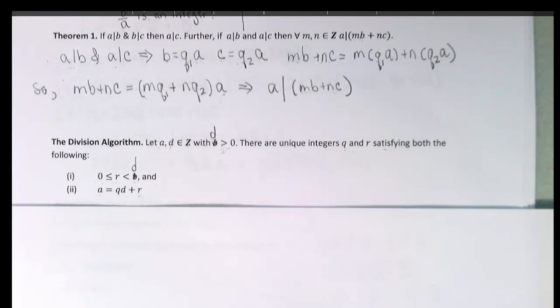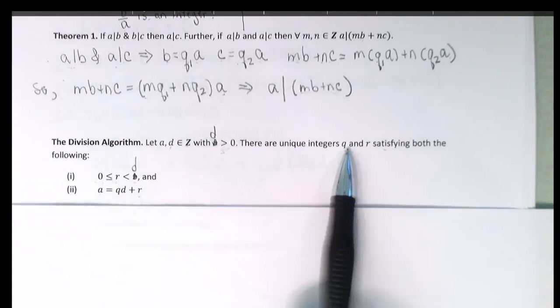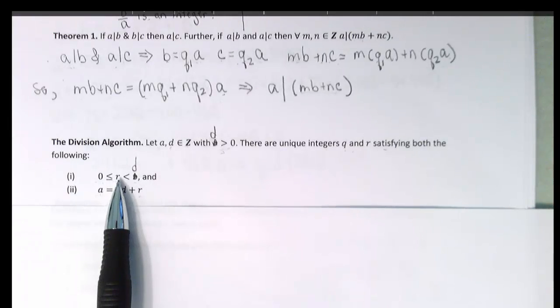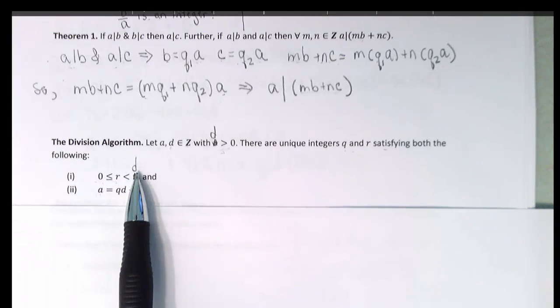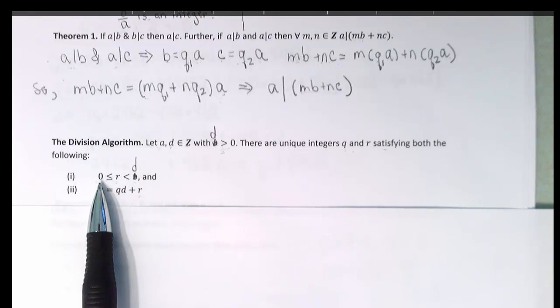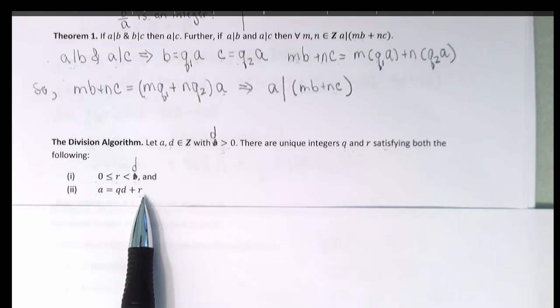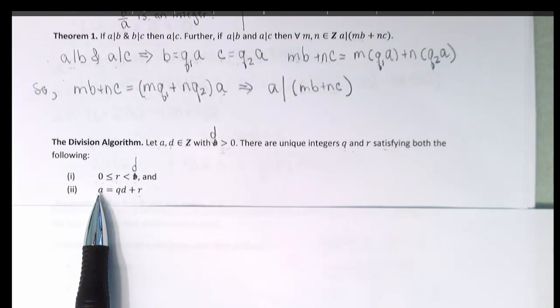Finally, we've introduced the division algorithm already. It tells us that if a and d are integers, where d is greater than 0, then there are unique integers, the quotient and remainder, that satisfy two conditions. First of all, the remainder is greater than or equal to 0 and strictly less than this positive divisor, and a is equal to the quotient times the divisor plus the remainder. Just as a reminder, this a is called the dividend.